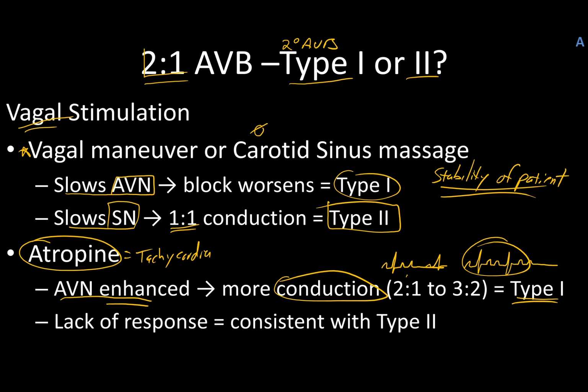If you give them atropine in a second degree type 2 with a 2-to-1 block, nothing will change. Atropine won't make a big difference. So they're either in type 2 or potentially a third degree block. Either way, keep these things in mind. This is really fun. Ask your cardiologist about it. Maybe he'll tell you a fun story, or she will tell you a fun story.